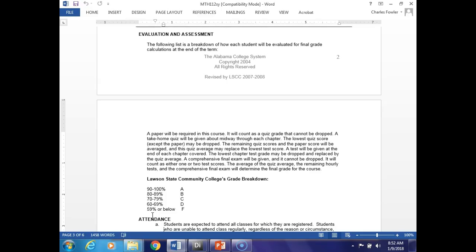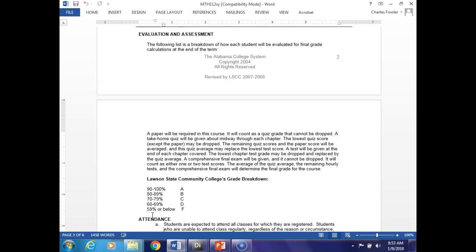Okay. A test will be given at the end of each chapter covered. The lowest test grade may be dropped and replaced by the quiz average if that helps your overall average. The comprehensive final exam will be given at the end of the term and cannot be dropped. Comprehensive final exam is required. The research paper is required. So I don't hear it much because I focus on it at the beginning, but I can easily imagine, I have A's on all my tests, can I exempt the final?